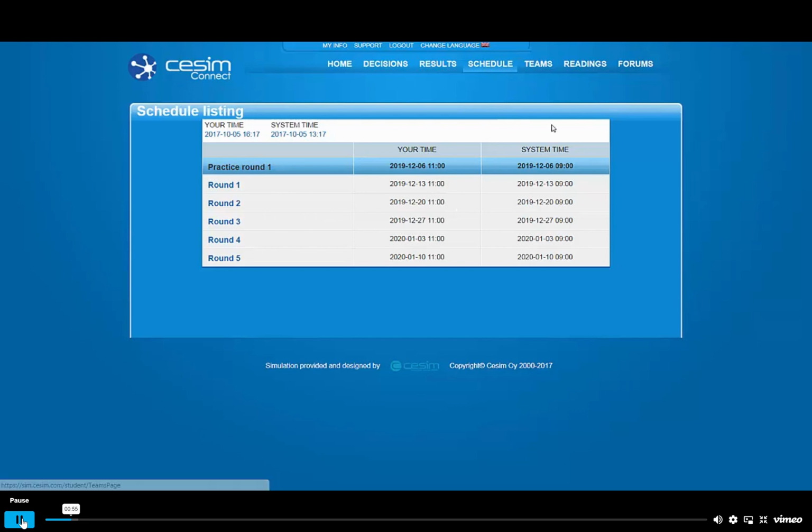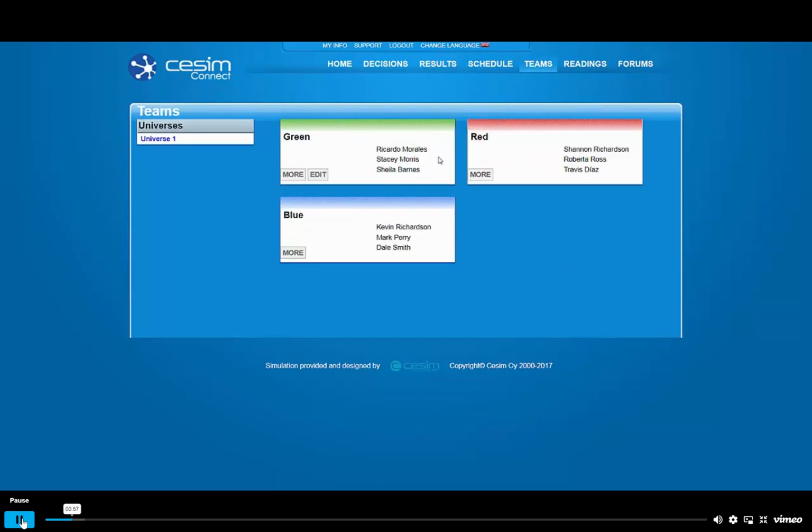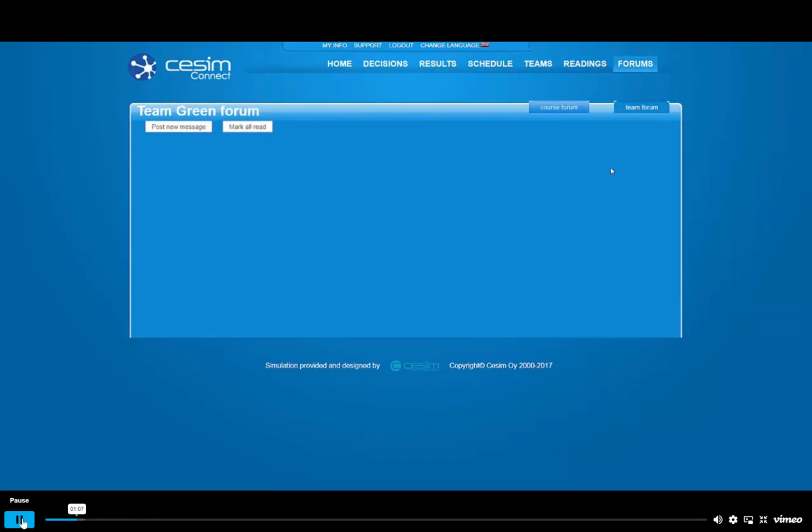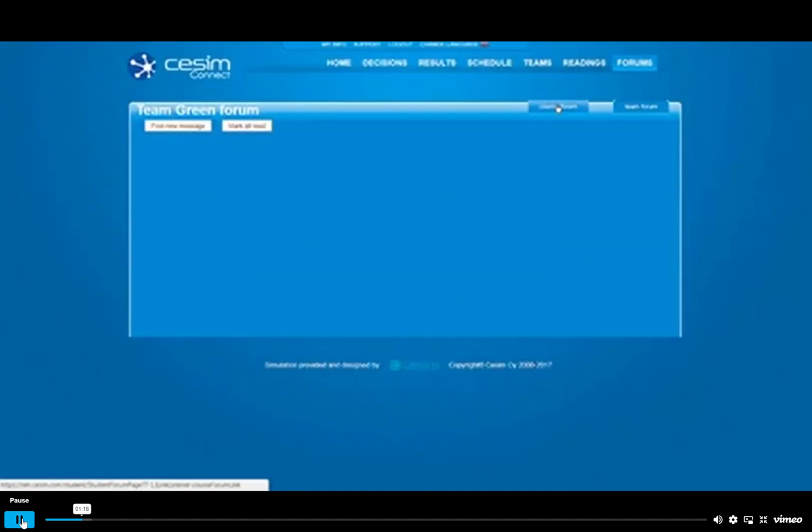On the teams page, you find the teams and the team members in each team. And under the reading section, you can find the decision-making instructions and case description. On the forums page, you can post messages if you like. There's a team forum where the messages are visible to the team members and your instructor. And on the course forum, the messages are visible to the whole course and all the participants.